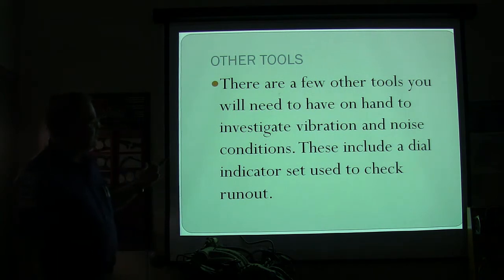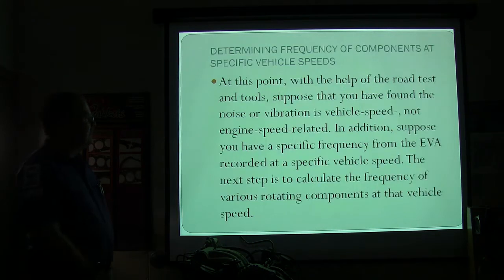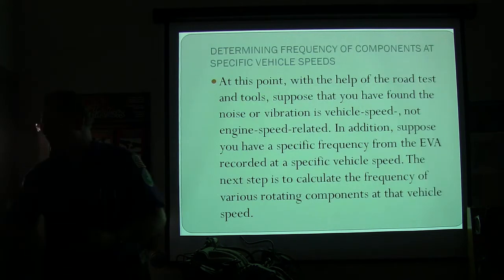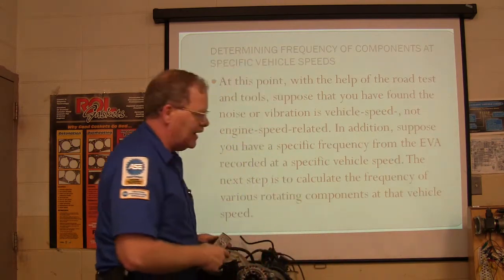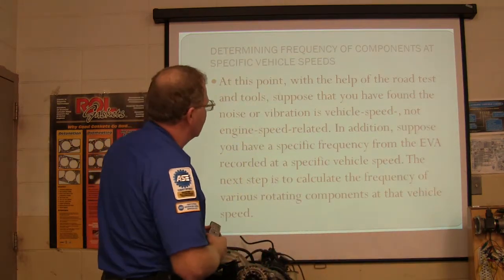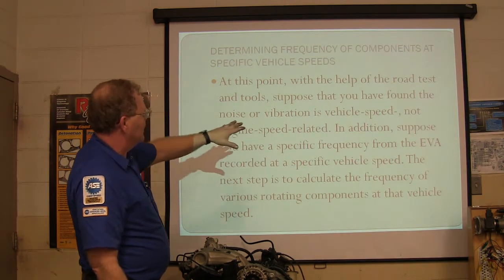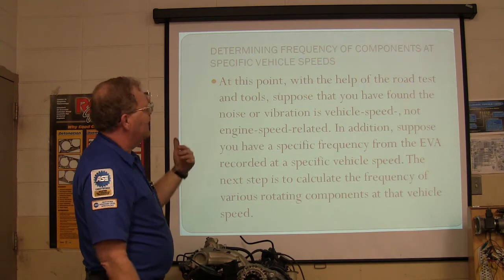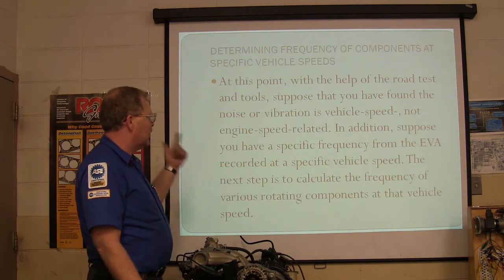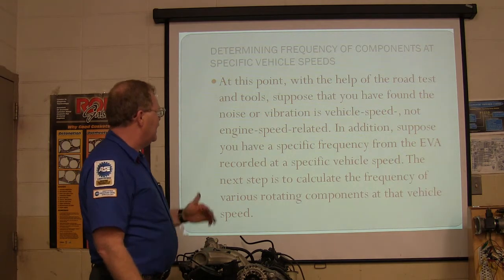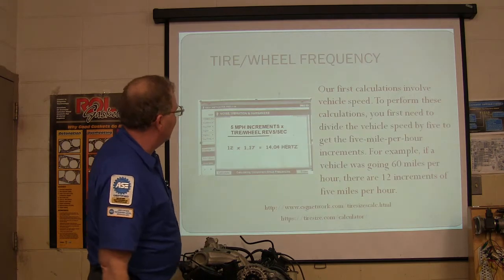Now there are some other tools you need to have on hand to investigate this stuff. They actually make dial indicators to check tire run out. If you've got radial run out on your tires, you can have a situation like that. With the help of the road test, let's say you found the noise or vibration is vehicle speed, not engine speed related. In addition, suppose you've got a specific frequency from the electronic vibration analyzer recorded at a specific vehicle speed. The next step is to calculate the frequency of the various rotating components at the vehicle speed.